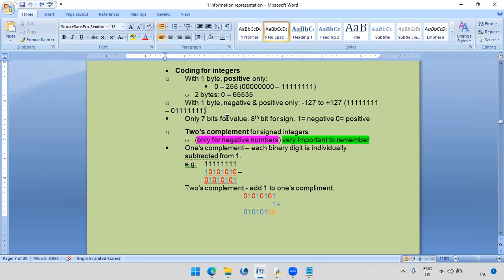And you have only 7 bits for the value. So therefore, 127, if all are ones. So this is minus, no? First bit 1 means the other 7 are ones. That means minus 127. And 0 means plus, plus 127. Minus 127 to plus 127.